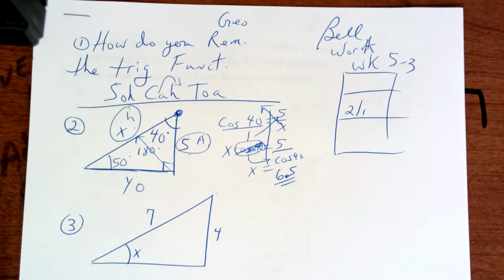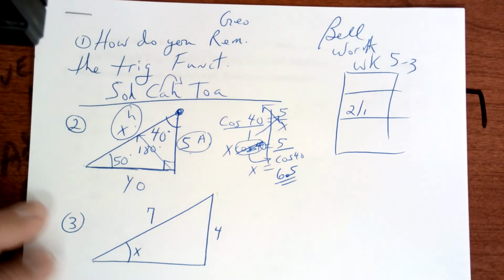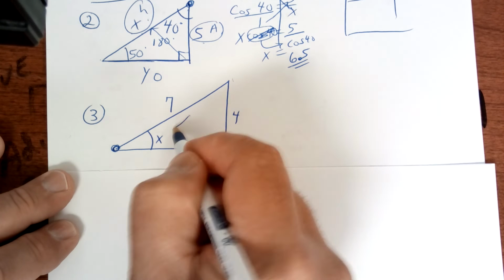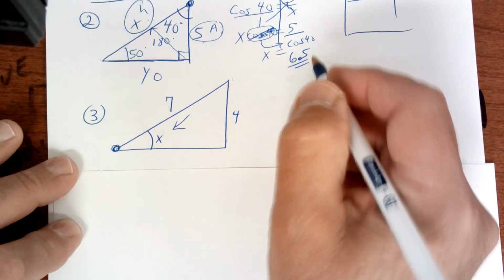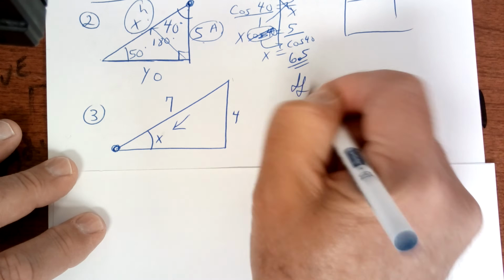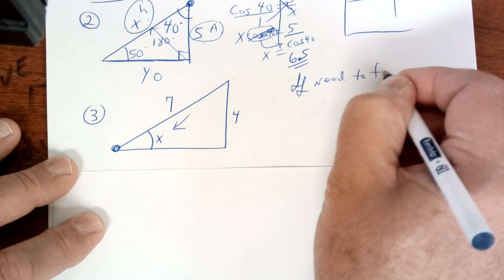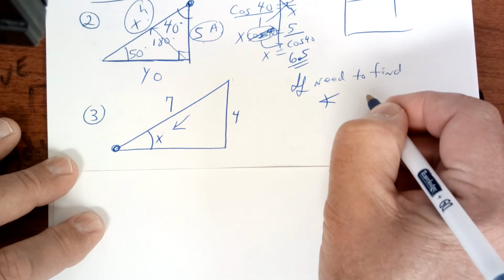This one right here, put a star by it. This is an inverse function. So let's take a look here. Put a dot here. Whenever you're looking for the angle, so write this down. If you need to find the angle, then it's the inverse function.